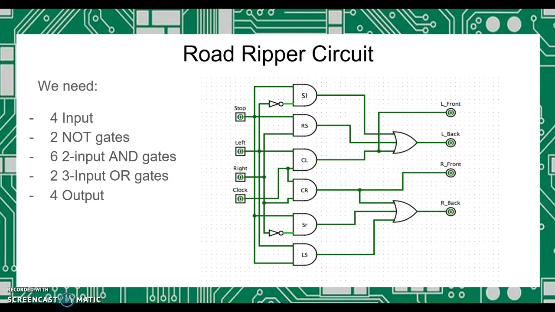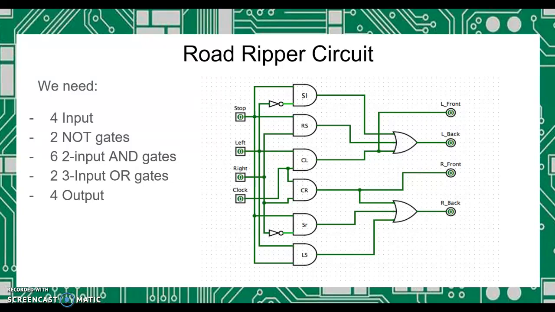Part of the lab involves designing the circuit in LogSim. So we take each of the terms that we had in our equations and we use them to create these gates. We're going to need 4 inputs for our stop, left, right, and clock. We're going to need 2 NOTs so that we can have our left NOT and our right NOT. And then we're going to need 6 AND gates, 2 OR gates that have 3 inputs, and then our 4 outputs, which is what the lights are going to do.